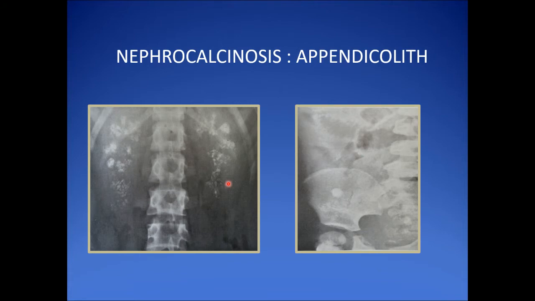In nephrocalcinosis, one could see several tiny mottled calcific densities within the renal parenchyma, here at the left side and at the right side.